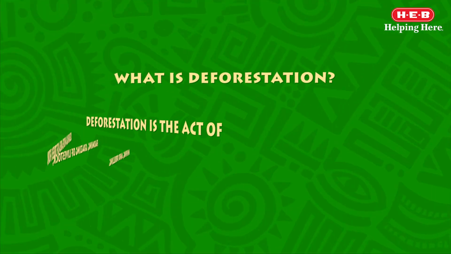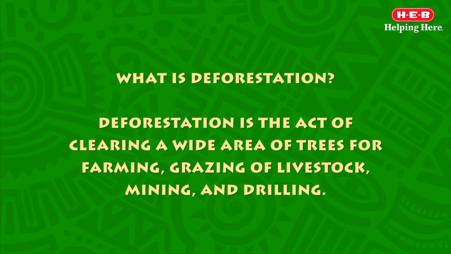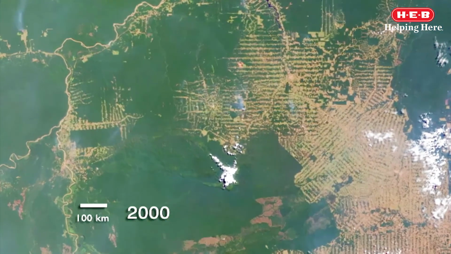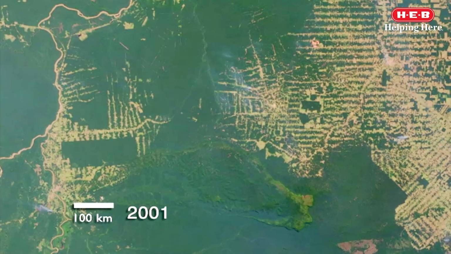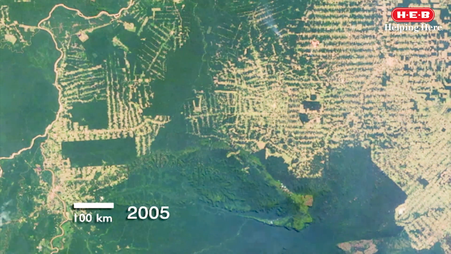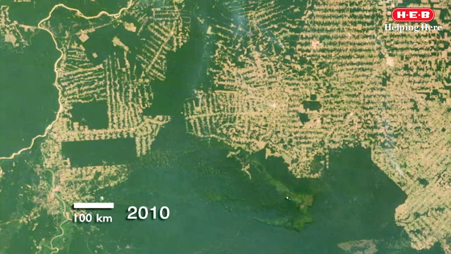What is deforestation? Deforestation is the act of clearing a wide area of trees for farming, grazing of livestock, mining, and drilling. The rainforest once covered 14% of the Earth's surface, but now it only covers about 6% because of deforestation.